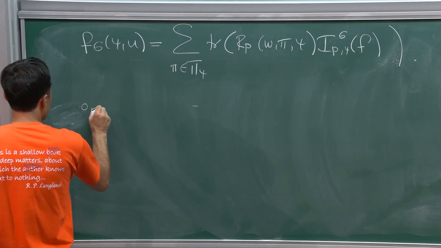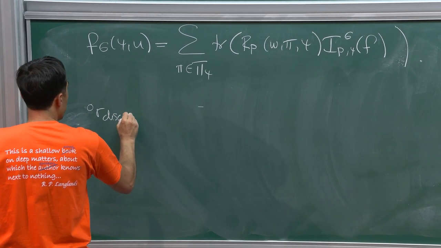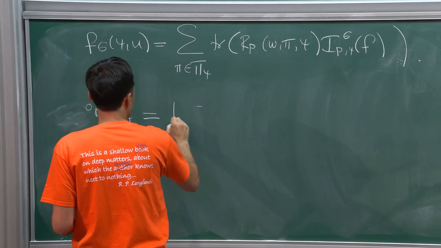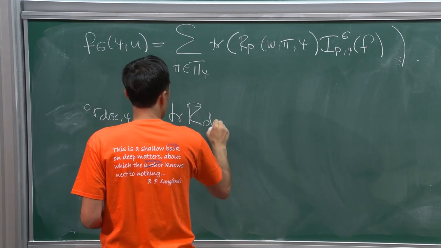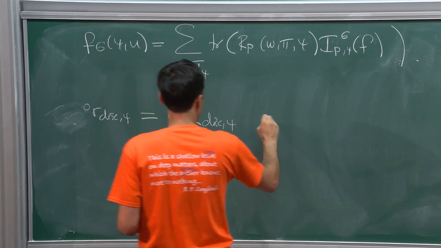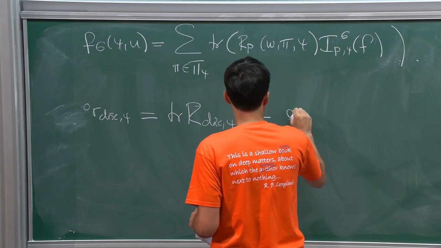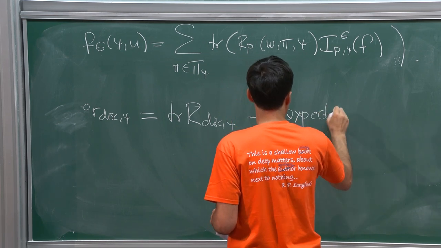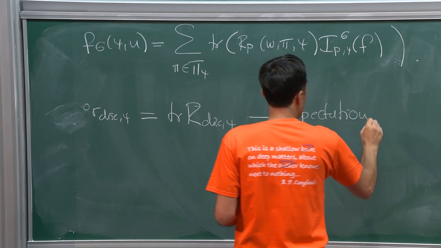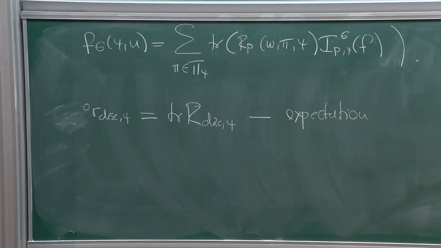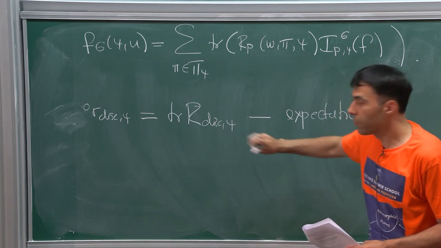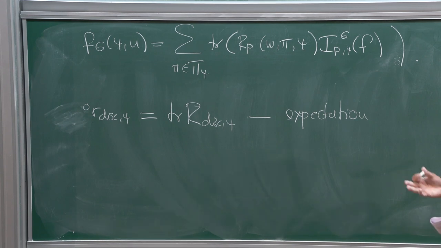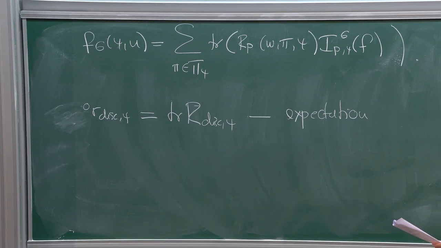Let's define R disk psi to be the difference between what we see in the discrete spectrum and the expectation. Let me save time by not writing what the expectation is. The expectation is the right-hand side of the Arthur conjecture, if you remember. So it will be the contribution of this parameter here to the Arthur conjecture. I wrote this last time.